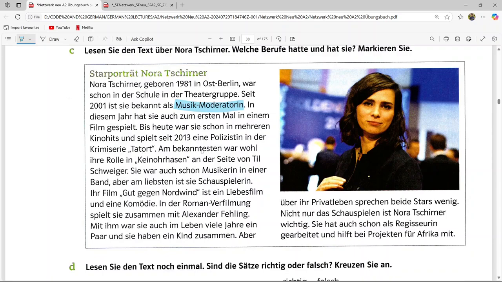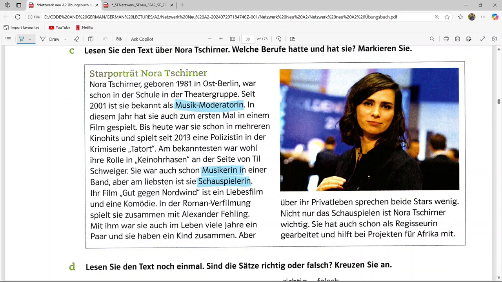Am bekanntesten war sie wohl in ihrer Rolle in Kokowääh an der Seite von Til Schweiger. Her most famous role was probably in that film alongside the actor Til Schweiger. Sie war auch schon Musikerin in einer Band, so she was also a Musikerin in a band. Aber am liebsten ist sie Schauspielerin, but she prefers to be an actress.